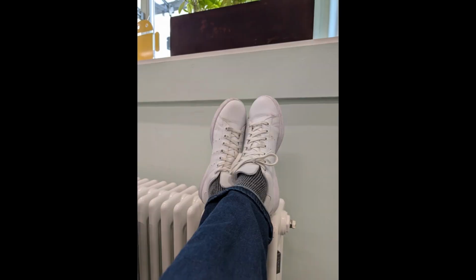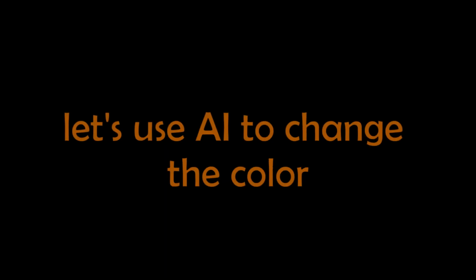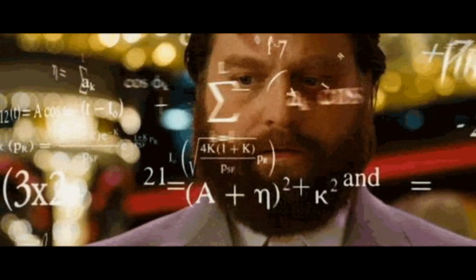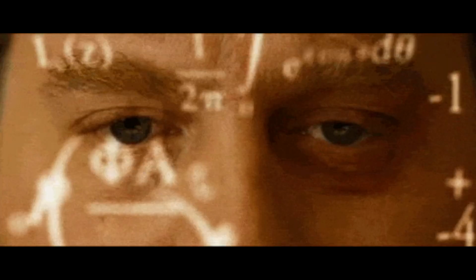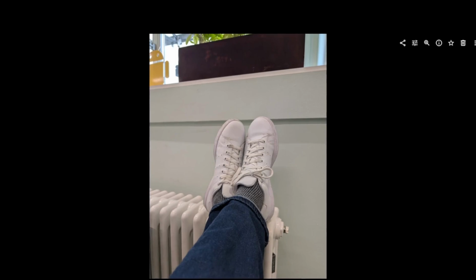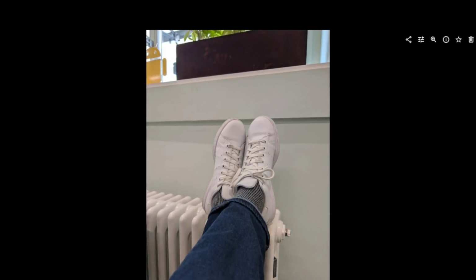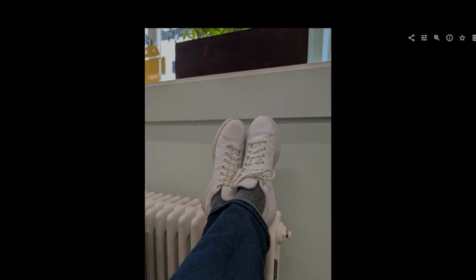So when I posted this photo a few days ago on Instagram, I looked so boring. And I thought, well, let's use artificial intelligence to change the color. How difficult could it be? Well, it was much more complicated than I expected. Okay, this is the photo that I want to edit. And it should be very easy just to change this from white to orange, isn't it?